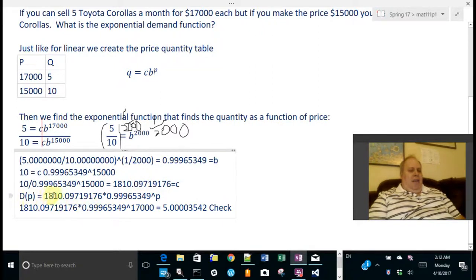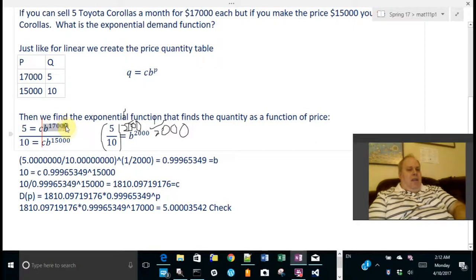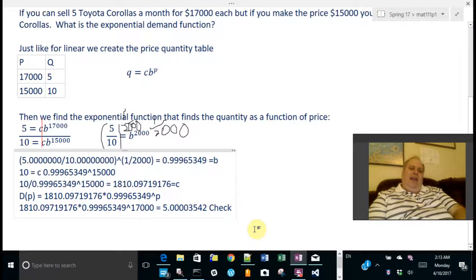And now my D of p is the coefficient I got, the c, times the base to the p. Now I check it with this formula. I check it by plugging in the other price, 17,000. So I plugged in 15,000 to calculate c. Now I plug in 17,000, and you see I get something that's really, really close to 5. Now watch out. Like I said, if you don't give a lot of digits of precision with exponentials, sometimes they can really punish you. And that is calculating an exponential demand function.